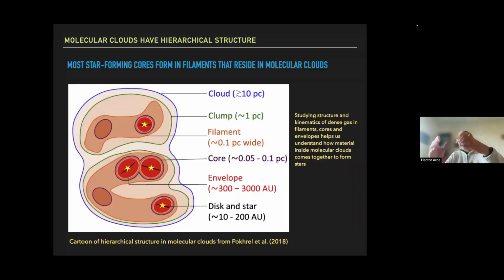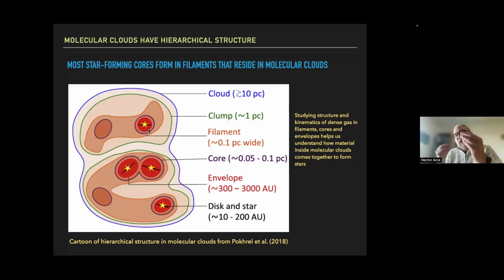In addition to having a range of scales, we have different hierarchical structures that are identified in molecular clouds. And here's a cartoon of that hierarchical structure where you have the clouds, then the clumps, and inside the clumps you have filaments. Those are elongated, dense structures inside clouds, and inside those filaments you'll see the cores where the stars and the disks will form.